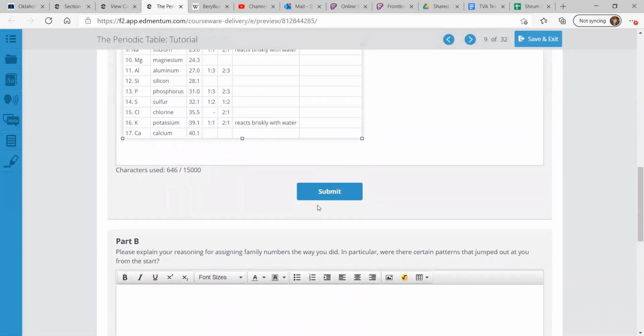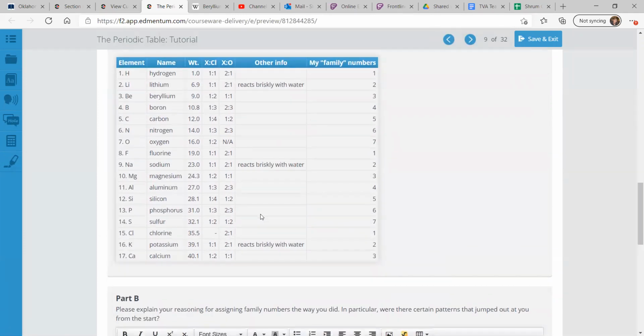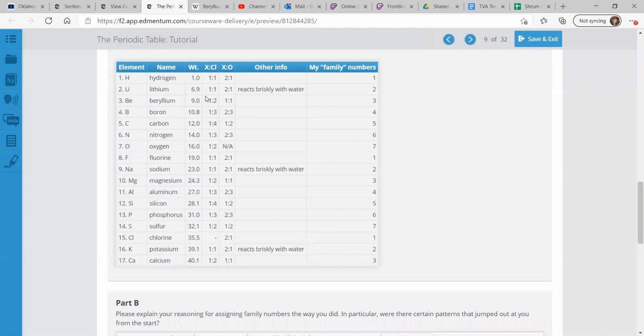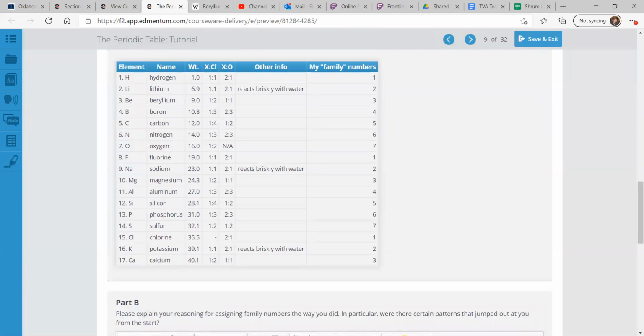I say yes. So here's the full numbered chart, and they didn't fill out the other info, but you can easily look that up. And then the family numbers. So you'll see that these match up with certain ones. See, like these three react briskly with water, so they're in family 2. And they have similar ratios of chlorine and oxygen.